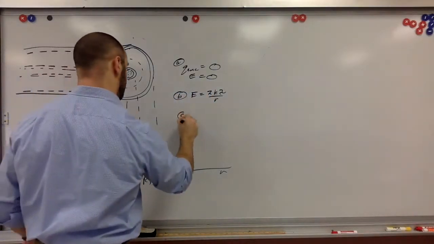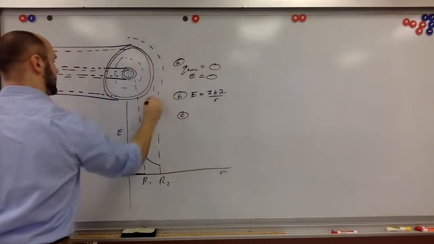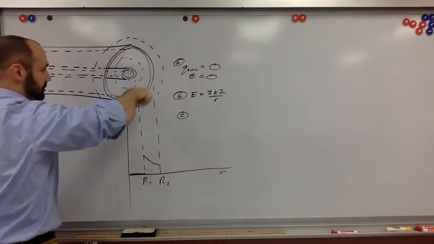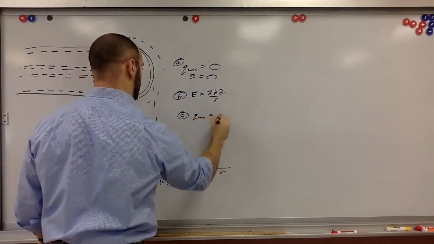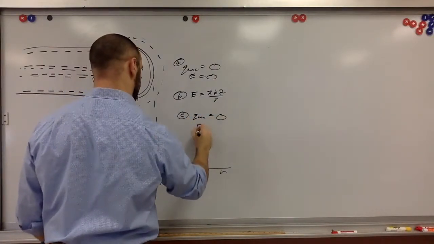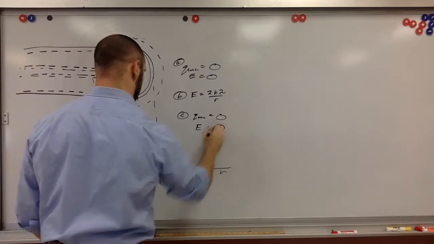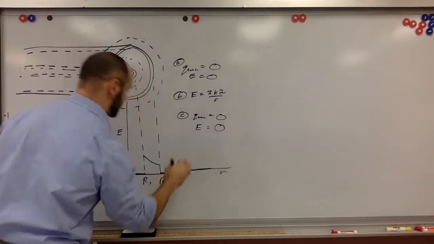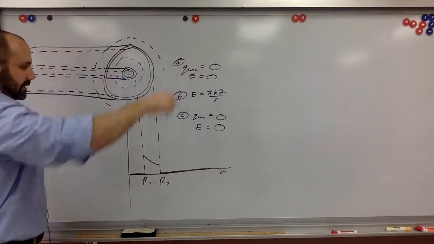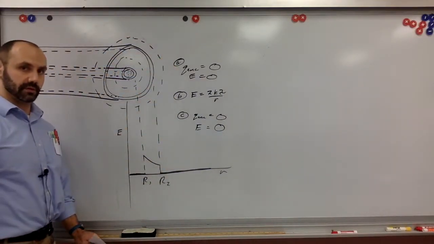And then C, if you draw a Gaussian surface out here, the enclosed charge here is 0, and so then the electric field here is also 0, and so anywhere outside of these at any radius, we have electric field of 0.